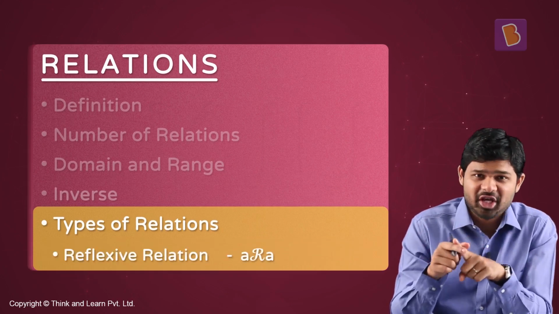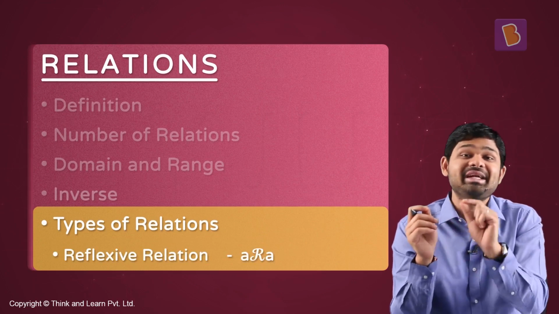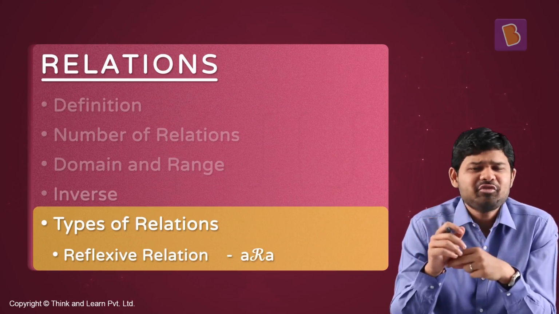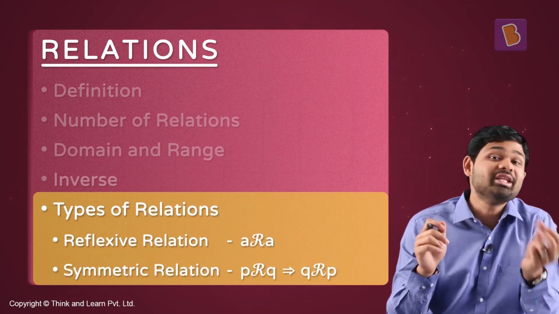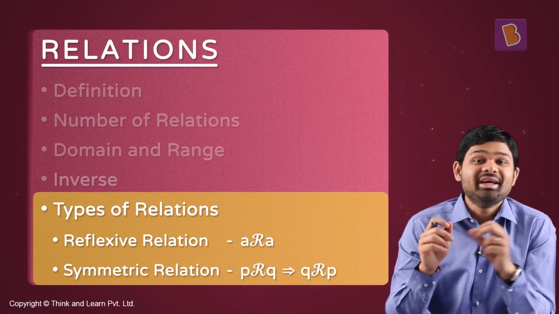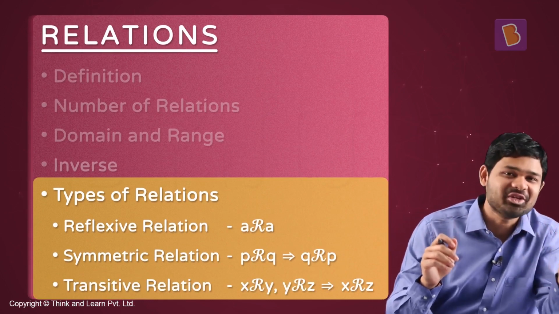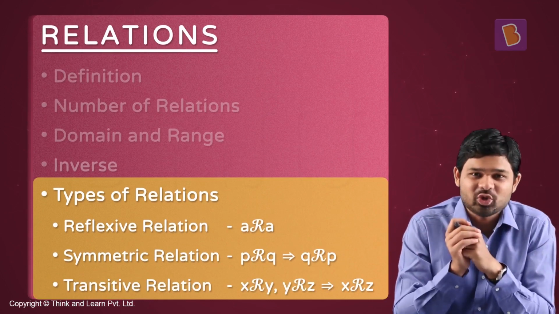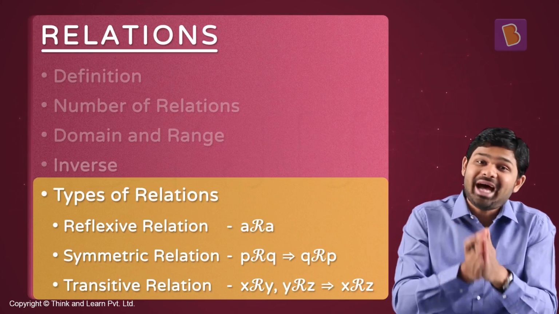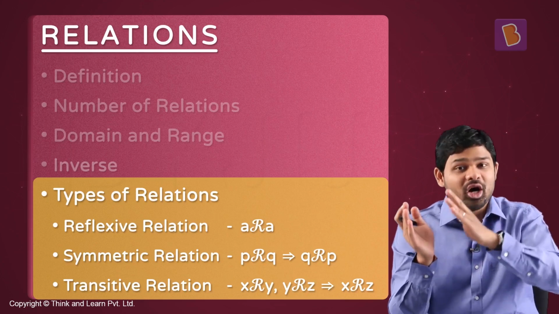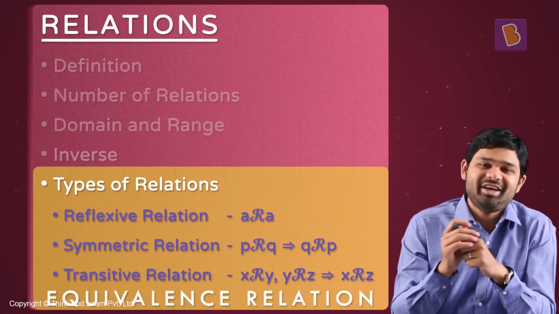We have a reflexive relation wherein a relation A is a part of the relation, which means every element is related to itself. Then we have the symmetric relation wherein if P is related to Q, then Q is also related to P. Then we have the transitive relation wherein if X is related to Y and Y is related to Z, then X is also related to Z. Now if all these three types of relation are satisfied by a relation, if a relation is reflexive, symmetric and transitive, then such a relation is called an equivalence relation.